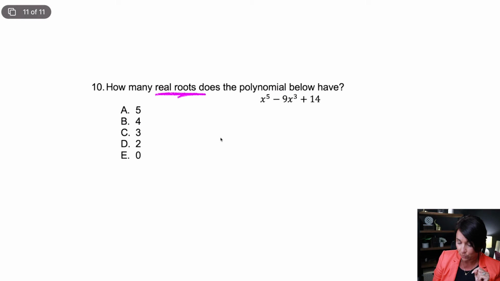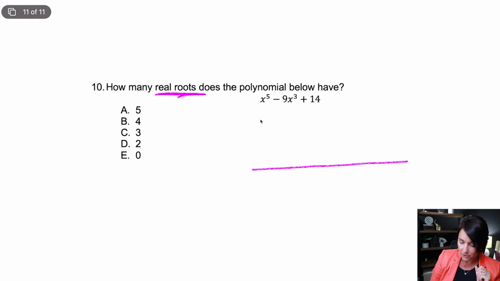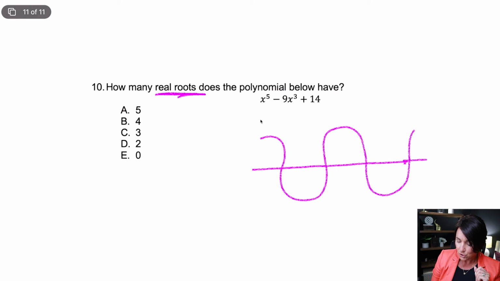Now let's talk about real roots. Remember, when we're talking about real roots, we're looking at how many times the polynomial crosses the x-axis, okay? So you can see for this one, there's 1 real root, 2, 3, 4, and in this case, there would be 4 real roots. But I don't know yet. I need to figure this out because sometimes there are imaginary roots.